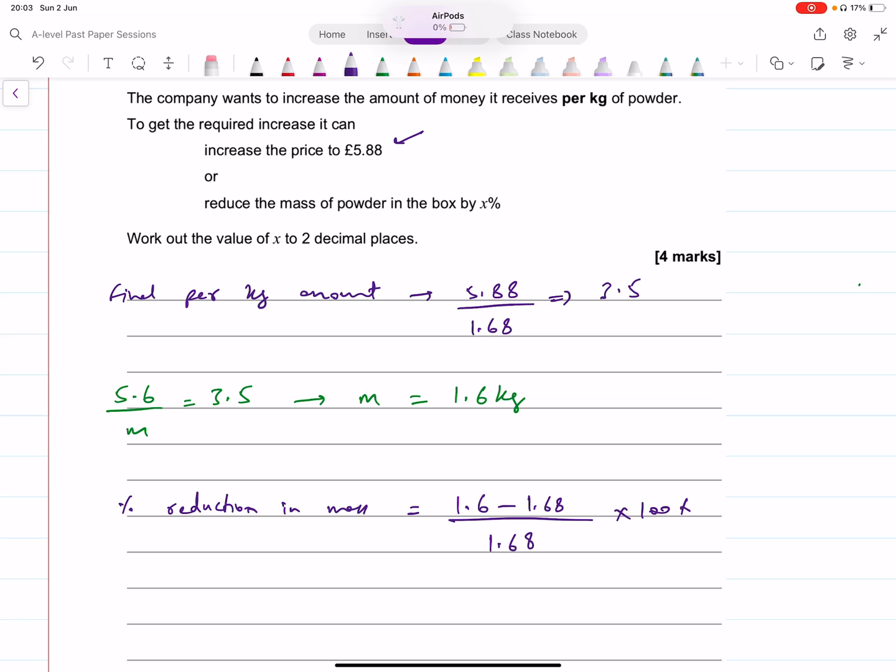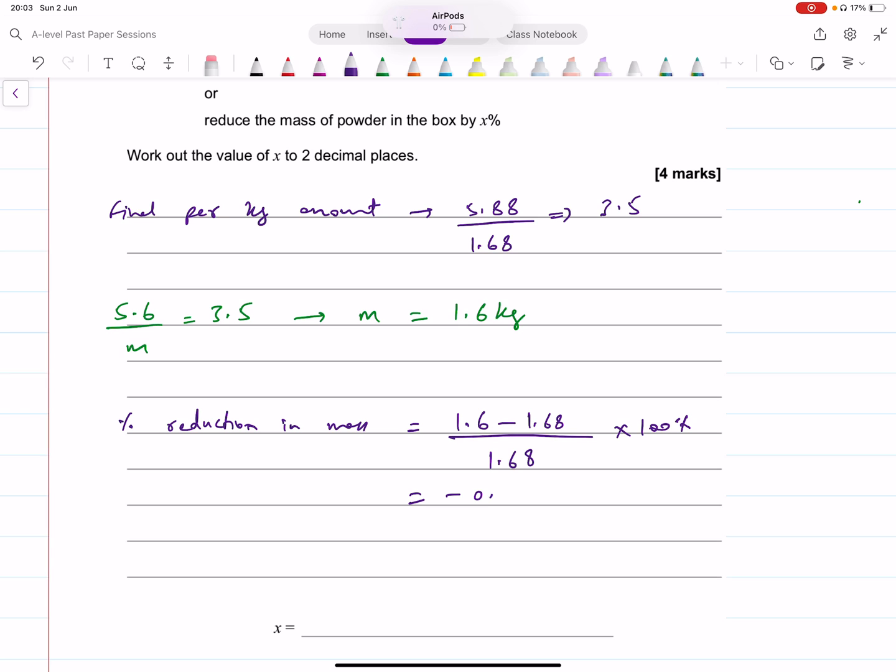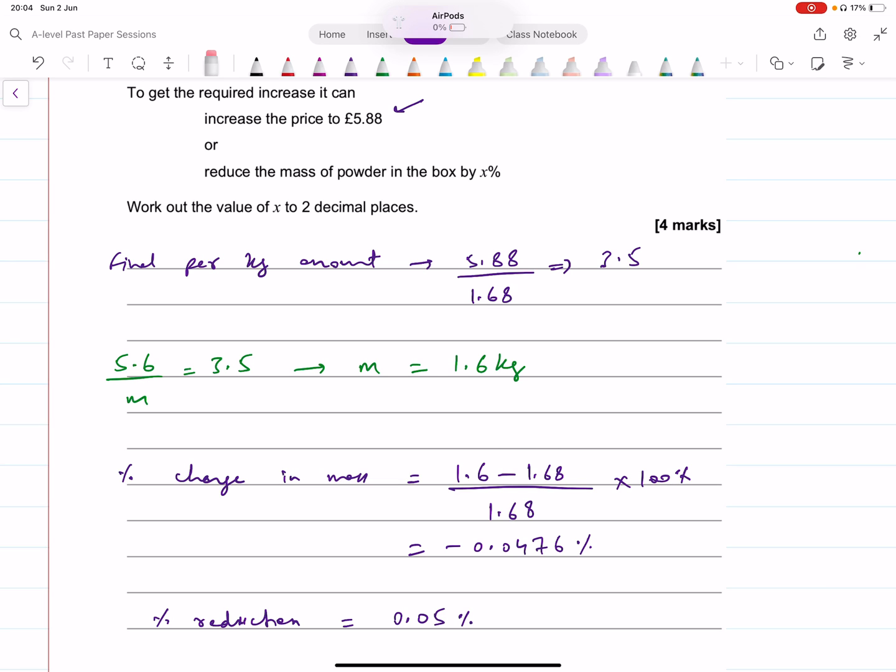Let's see what this percentage turns out to be. So that's 0.08 divided by 1.68, and that is giving me minus 0.0476%. Okay, this is the percentage change in mass, right? That's why it's turning out to be negative, because we're reducing something. Now, what's the percentage reduction then? Reduction already incorporates this negative sign. So we can say the percentage reduction therefore is 0.05%, because we want our final answer to be correct to two decimal places. That's the percentage reduction that we would need there.